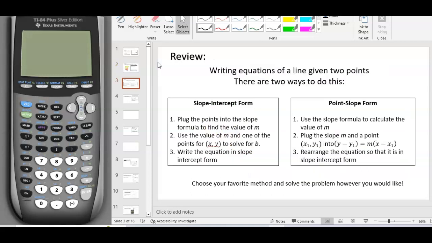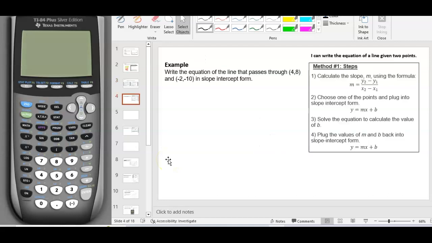It doesn't matter which method you choose, either way you'll get the equation of the line, but this slide kind of highlights the steps for each process. Okay, so if you're going to plug into slope-intercept form, you're going to follow these steps. If you're going to plug into point-slope form, you're going to follow these steps on the right. So you can choose your favorite method and solve the problem however you would like to do so.